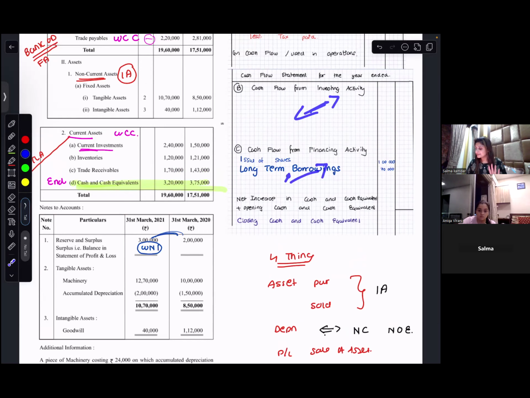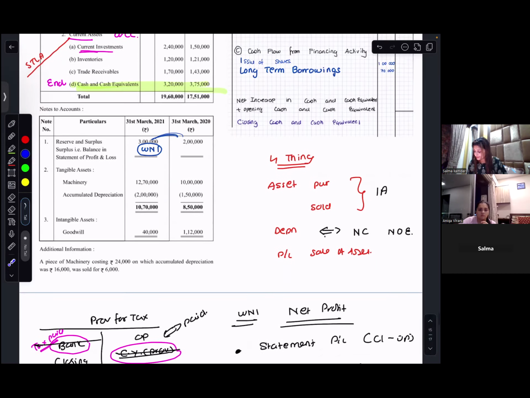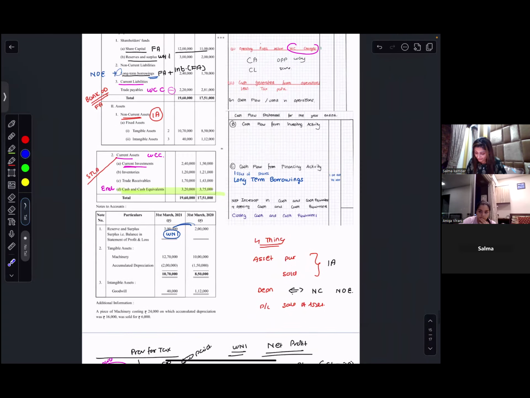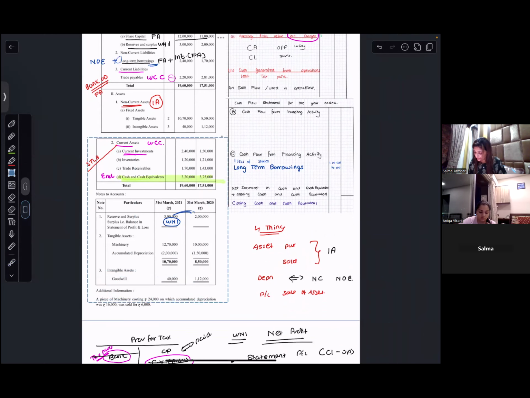But now we are only concerned about making which activity? Investing and financing. Financing has nothing to do over here. I am only concerned with investing activity, so I am only concerned with purchase of asset and sale of asset. To find the purchase or sale of asset, what is it that I have to make? The account related to the asset.